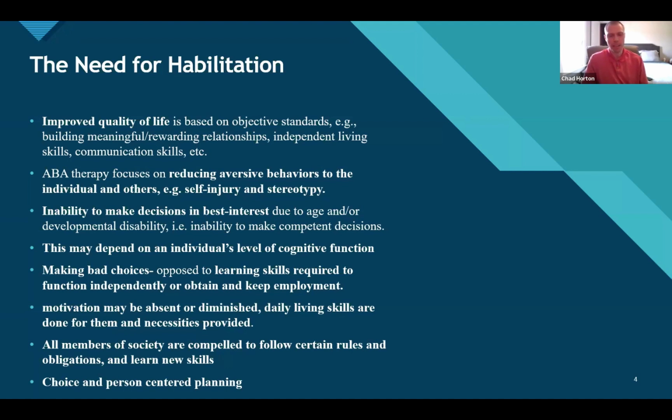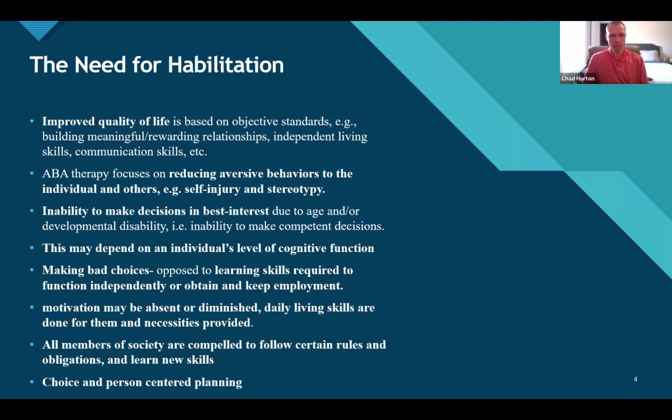So we can also think in terms of a parent-child relationship, right? The parent makes all the decisions on behalf of the young child that they deem to be in their best interest. So we're thinking along those lines, at least when there's maybe a severe developmental disability or severe intellectual disability that severely impacts the level of cognitive functioning.